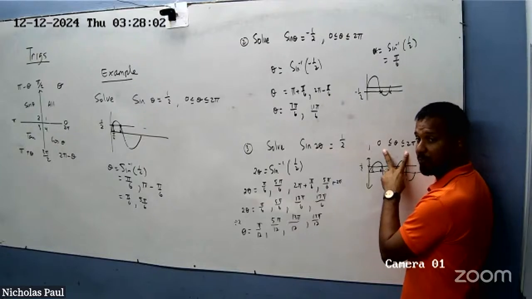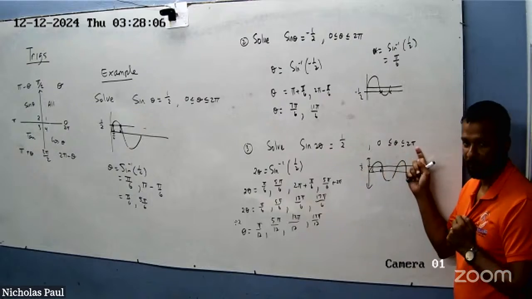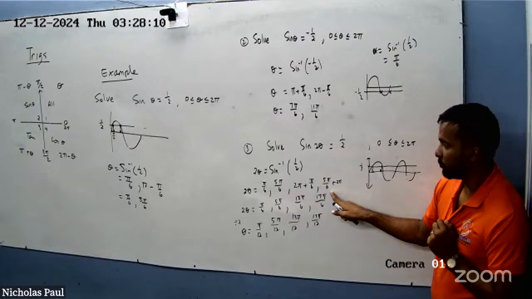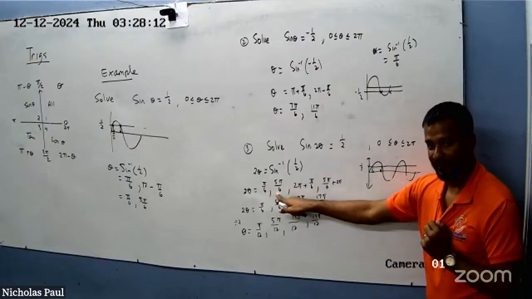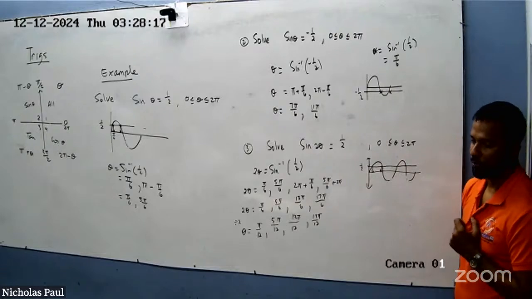That's okay? Suppose the domain was 0 to pi. Then I don't want these two answers. Okay? I only want the first two answers. All right? So you gotta look out for those things.